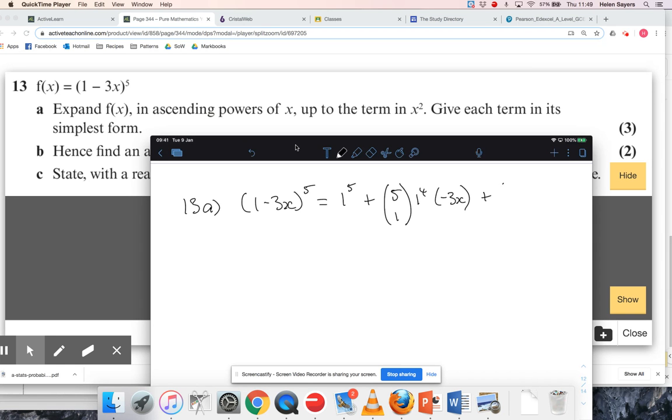So the third term is going to be from 5 choose 2, 1 to the power of 3 times minus 3x all squared. If you're not bothering writing the powers of 1, that's absolutely fine, because they are going to equal 1. And if you didn't bother writing the power of 5, that is absolutely correct. If you prefer to have the whole thing written out so you can clearly see the patterns, that's absolutely fine.